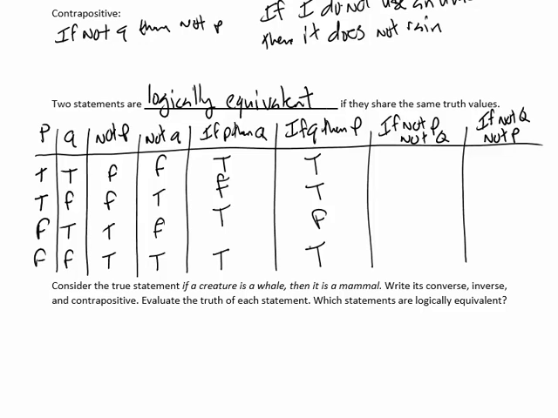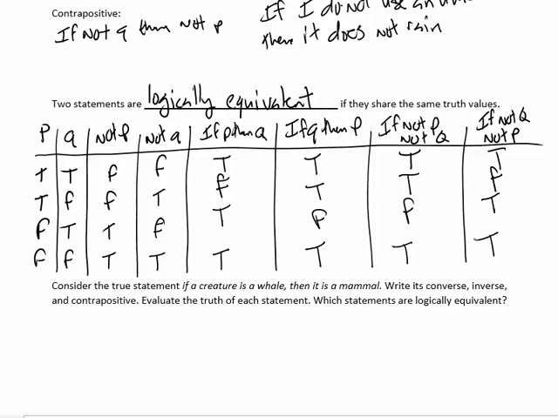Okay, inverse. If not P, then not Q. Now we're looking at the nots columns. So we got an F and an F, which is true. Here we got an F and a T, which is true. Here we have a T and an F, that's false, and a T and a T, which is true. And then the last column, if not Q then not P. So if false, false, that's true. True, false, that's false. False, true is true. And true, true is true.